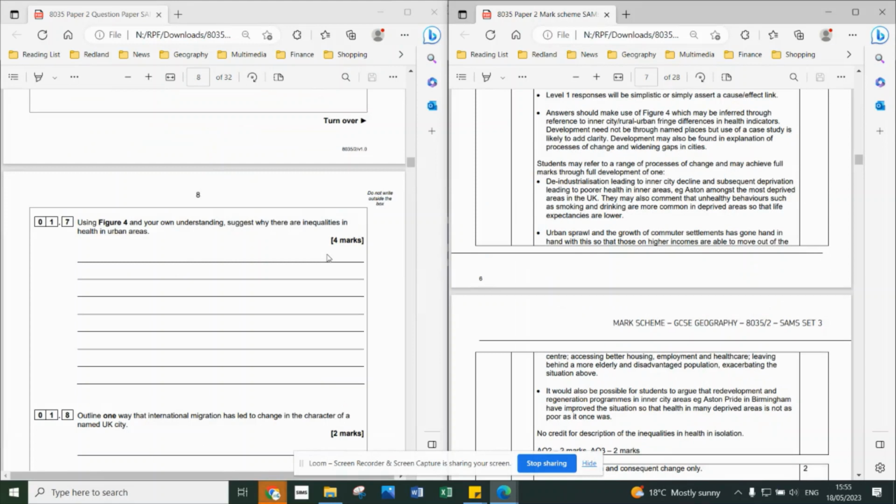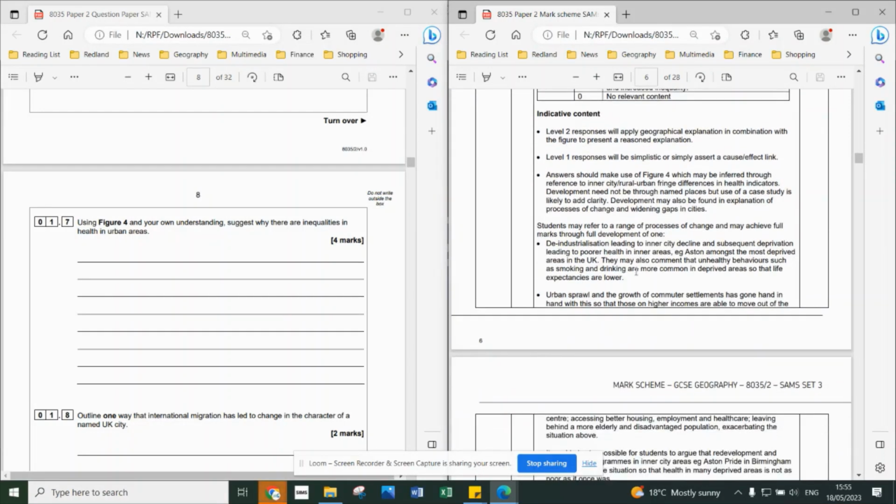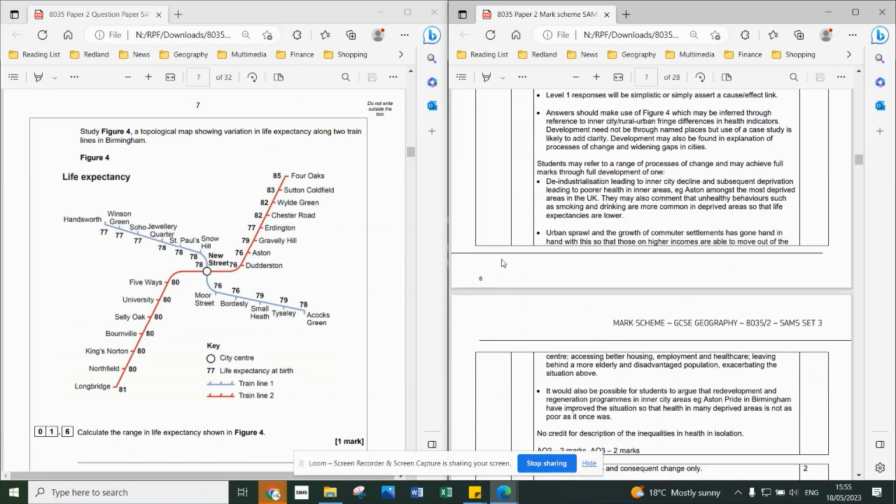Okay. In this case here, you've got figure 4 and your own knowledge suggests why there are inequalities in health in urban areas. Well, the main reason for inequality in health is to think about deindustrialization. You can clearly see in Birmingham here that most low life expectancy tends to be in the city centre. A lot of the time in post-industrial economies like the UK, it's because a lot of factories in city centres, inner city, have declined, and deprivation has increased due to the closure of many factories and the jobs moving abroad. So that means that lots of people who live in the city centre used to be working class.